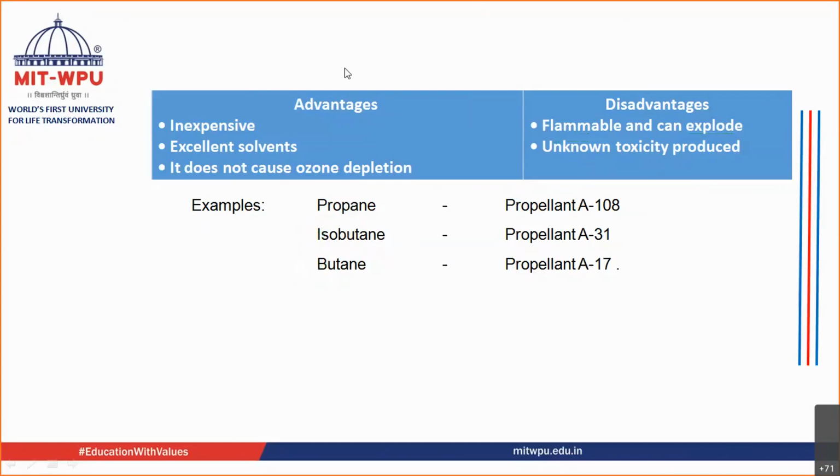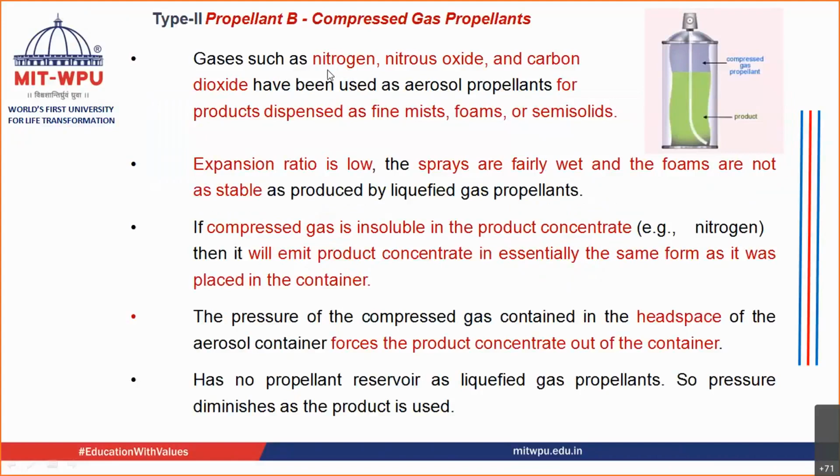Let us move on to the next type of propellant, that is compressed gas propellants. Compressed gas propellants are directly present in gaseous form. Liquefied gas propellants were present in liquid form under pressure, and when the pressure is released, they were present in gaseous form. Whereas compressed gas propellants are present in gaseous form only. So there is one layer of gaseous propellant.